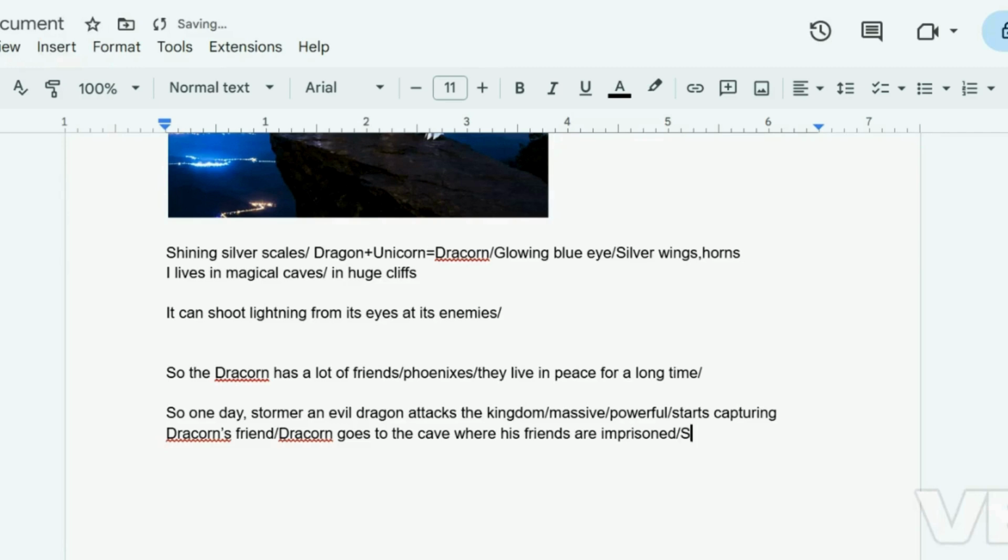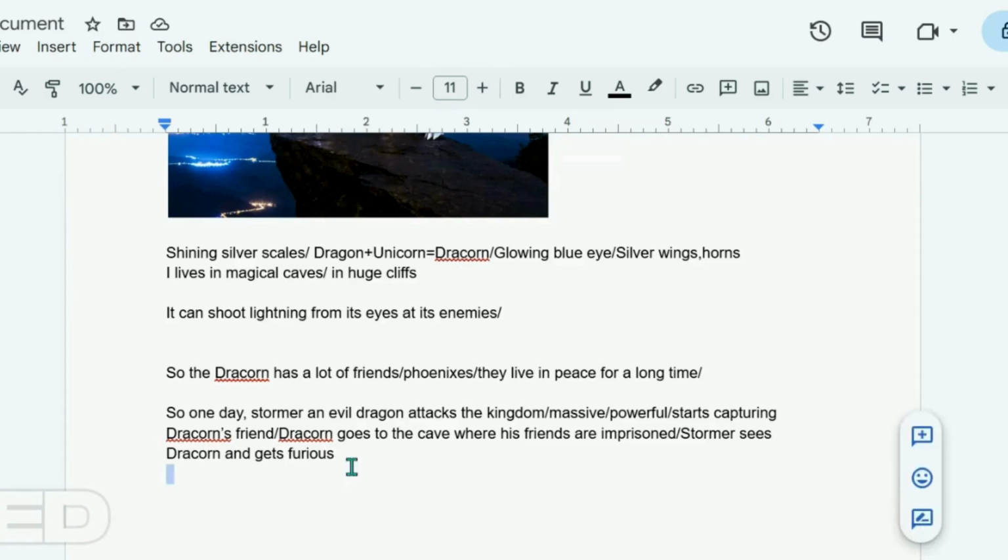So Stormer sees Dracon and gets furious. So furious means really, really angry. So now what will happen if a very evil, bad person gets very angry? It usually means that something very bad is happening.